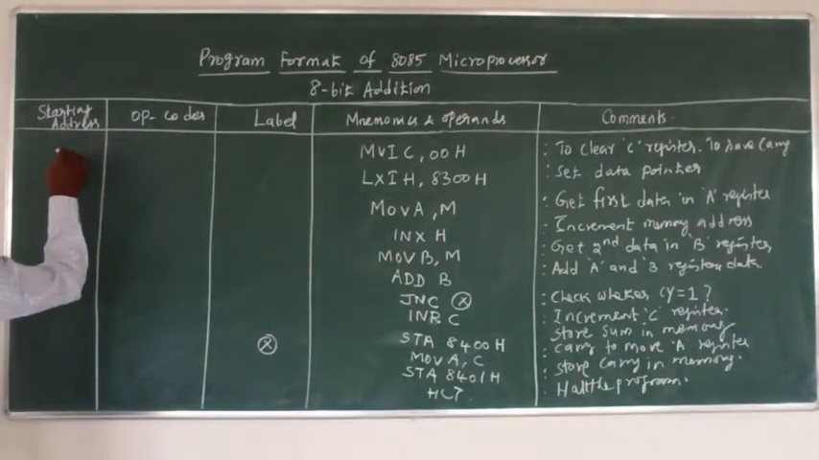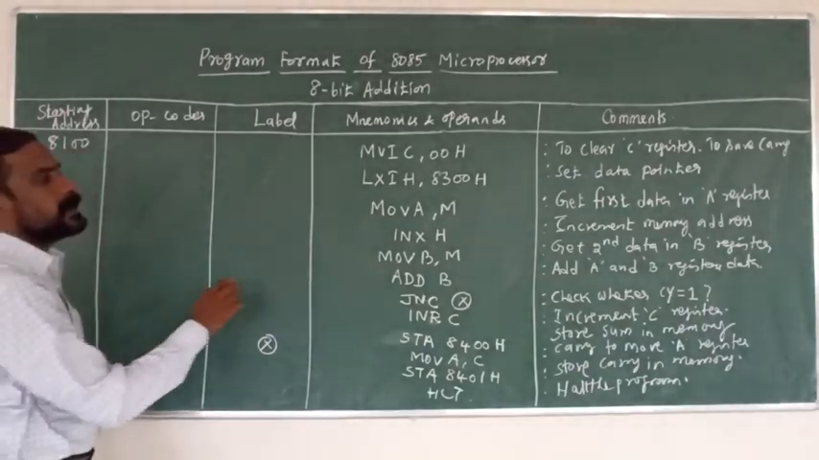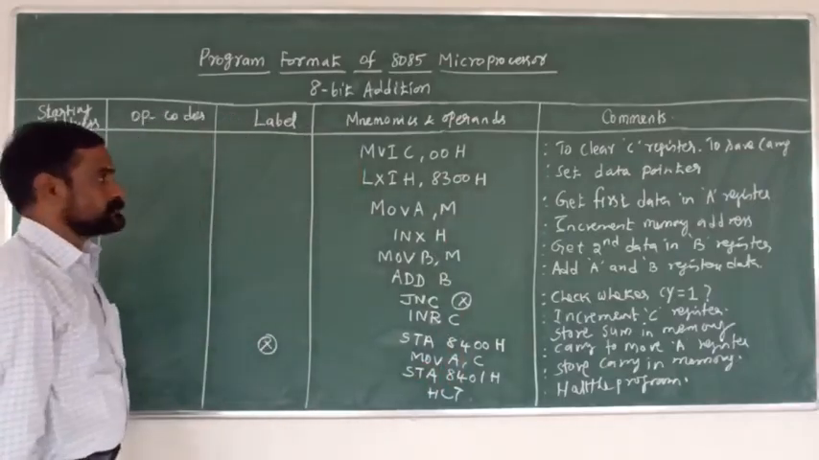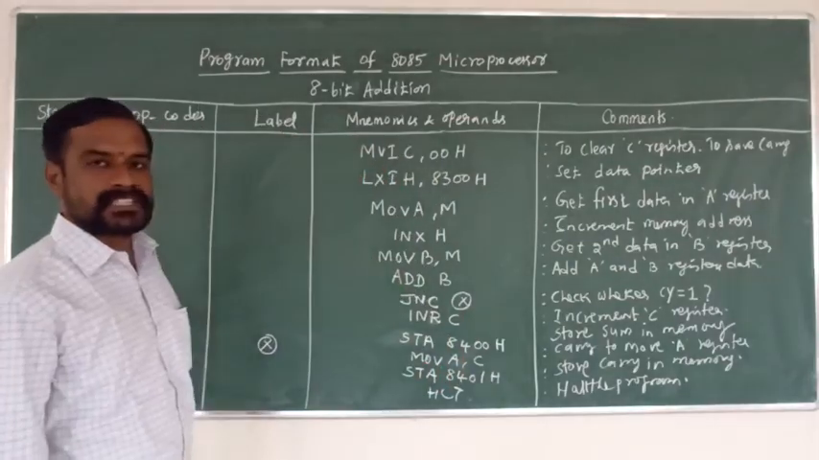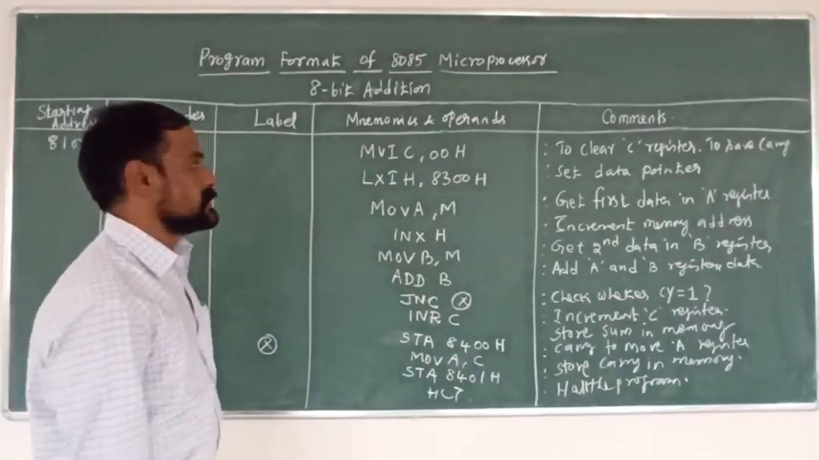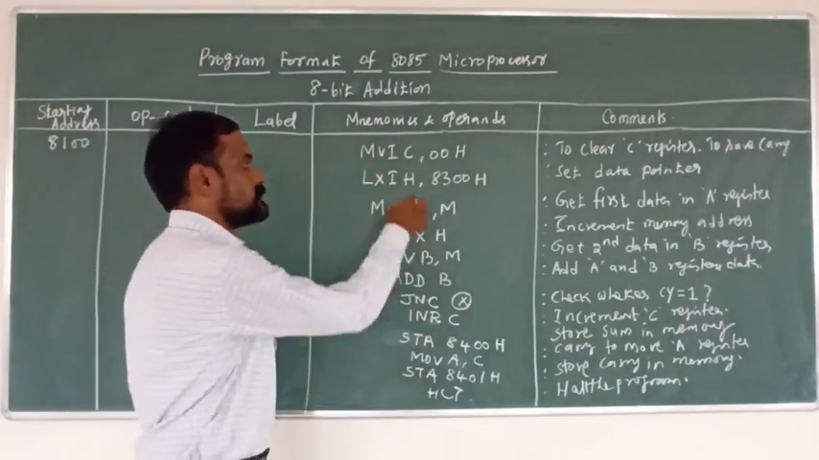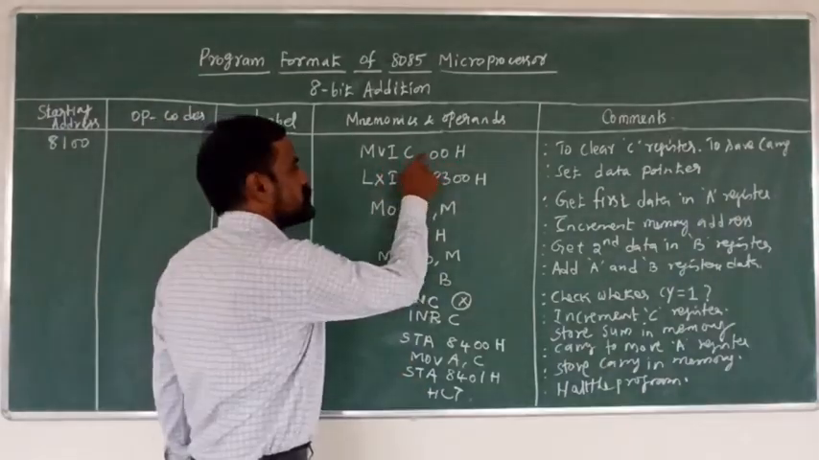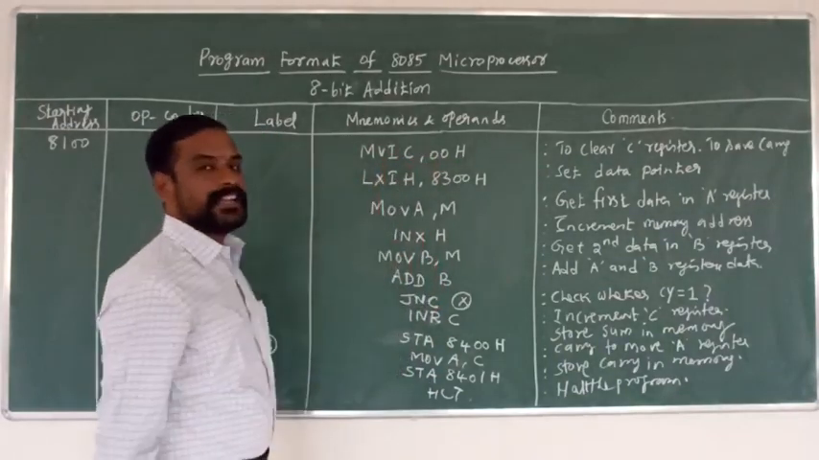The program starting address is 8100, and this is for the data address and this is for the result address. Here MVI C, 00. How many byte instruction? This is a 2 byte instruction. This is for the opcode and this is for the 8-bit data. The first byte is the opcode, the second byte is the 8-bit data.